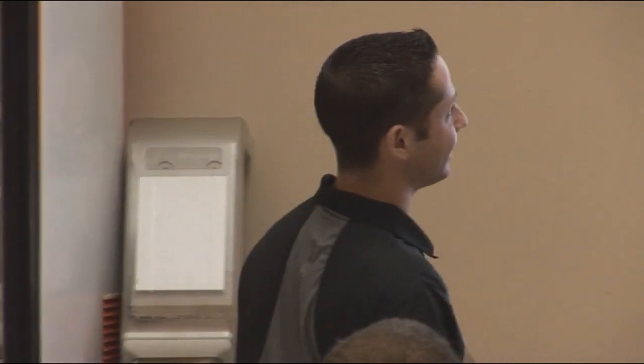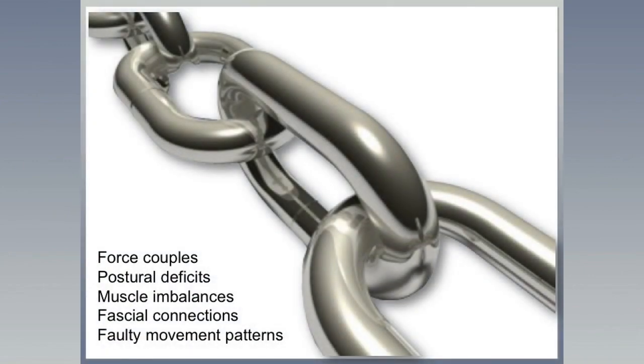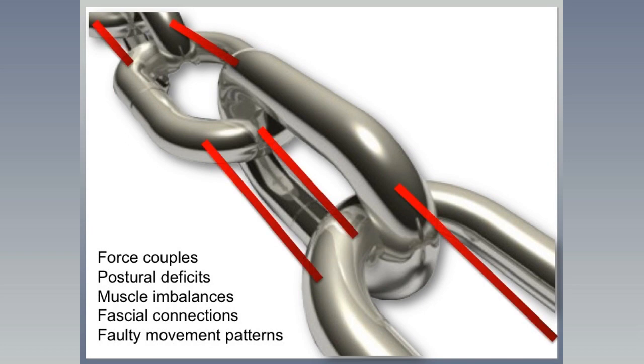The other thing I think that's kind of misleading about the kinetic chain is that this is joints. The kinetic chain is a bunch of joints and how they feed into one another, right? So it doesn't take into effect the force couples we talked about. It doesn't take into effect postural deficits, muscle imbalances, fascial connections, poor movement, all that stuff put together. What it doesn't take into effect is what joins the links. So the traditional kinetic chain thought process with joints should kind of be expanded a little bit.